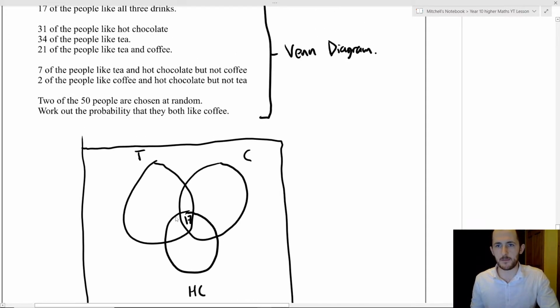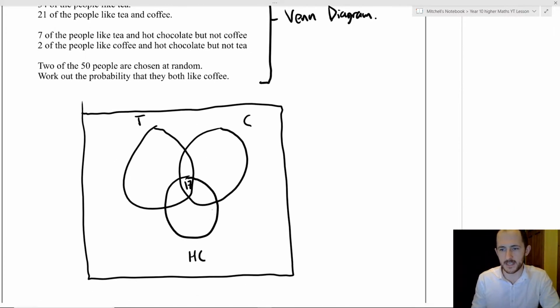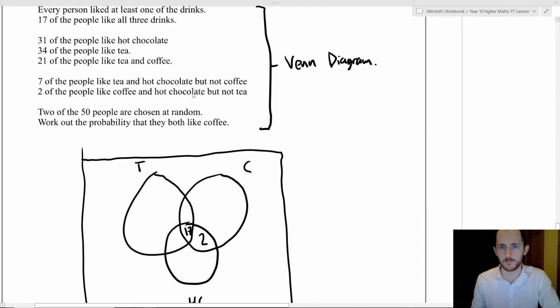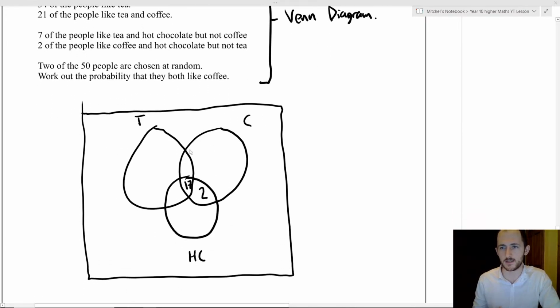Now, let's try and work out how many people like coffee and hot chocolate, but not tea. So that would be this intersection over here, which is 2. Then 7 people like tea and hot chocolate, but not coffee. So that'd be 7 over here. So far, is that okay?